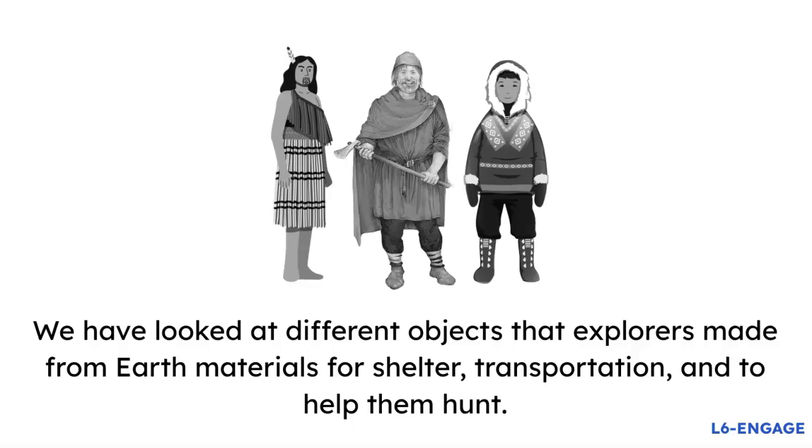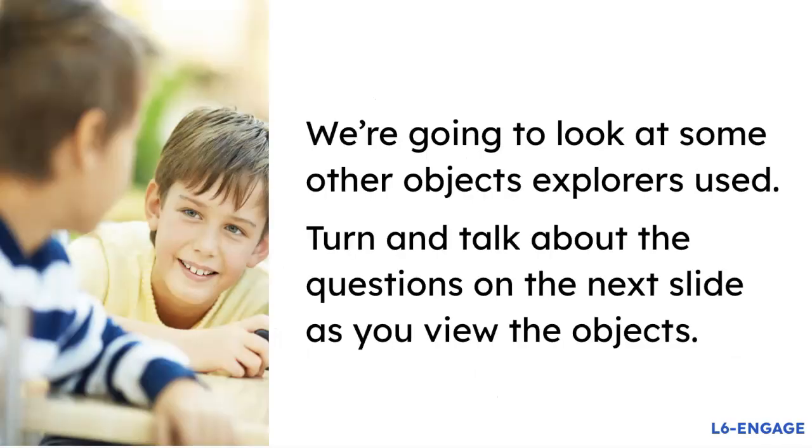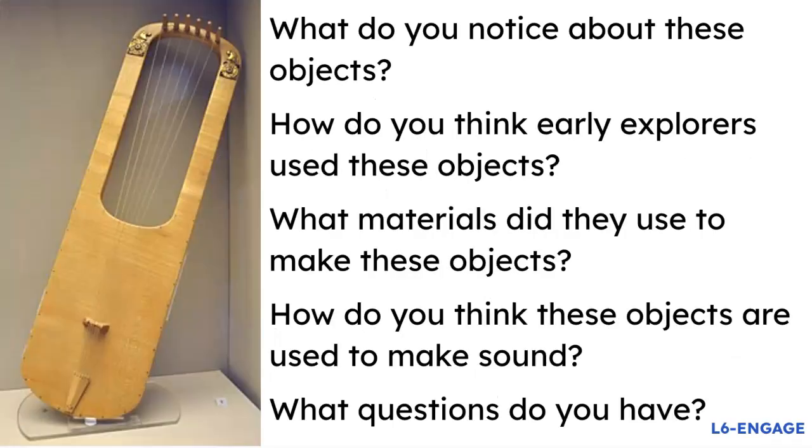To begin the Engage portion, you'll remind students that they've looked at different objects that explorers made from Earth materials for shelter, transportation, and to help them hunt. You'll then look at some other objects, specifically instruments, from early explorers and discuss observations and questions.